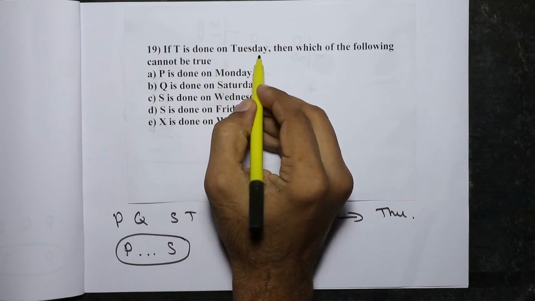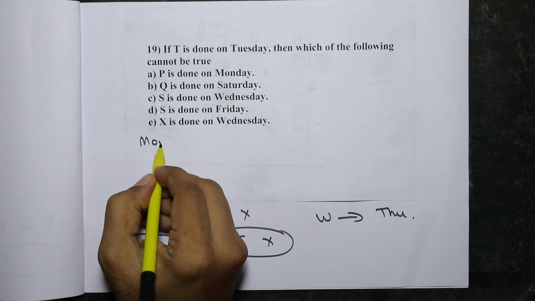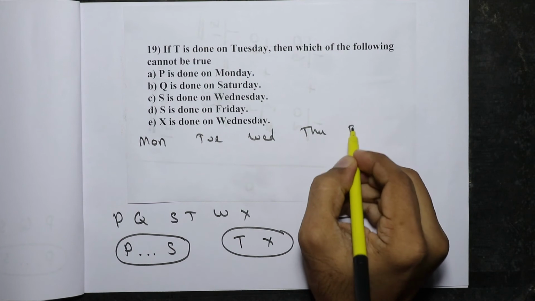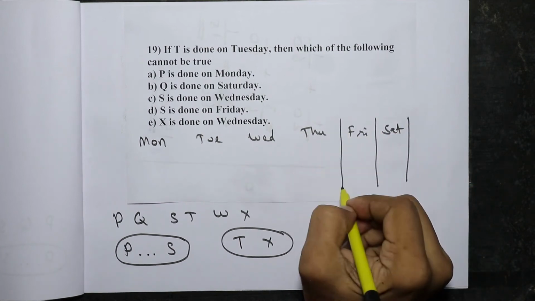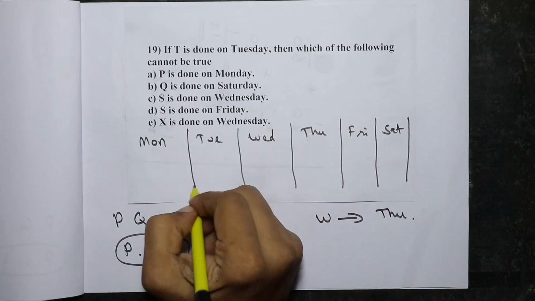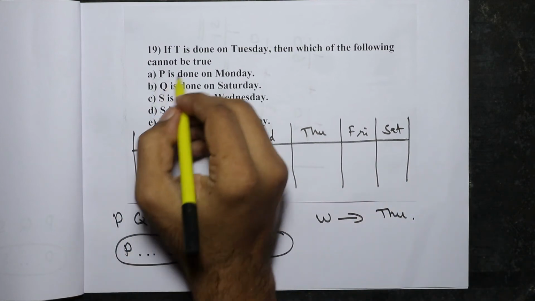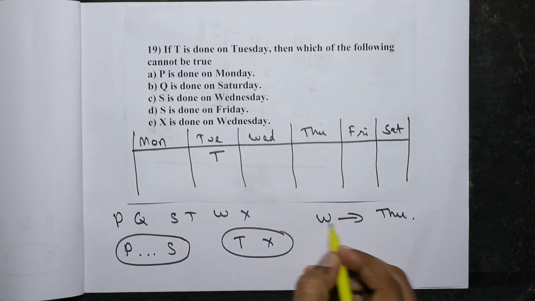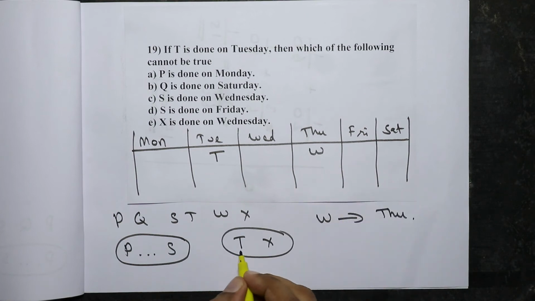If T is done on Tuesday, then which of the following cannot be true? So we have the days Monday, and finally Saturday. Now T is done on Tuesday, and W is done on Thursday. So W is here.